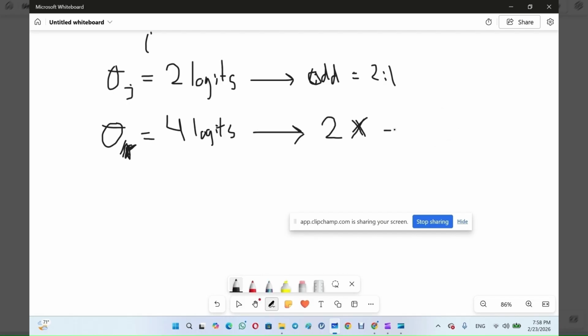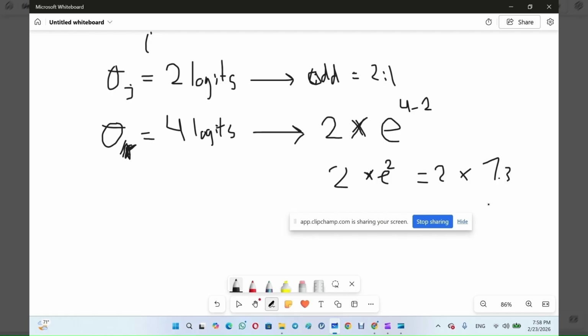Multiplied by E to the power of 4 minus 2. Because it is ahead by 2 logits, each logit adds a multiple of E. So it will be 2 multiplied by E to the exponent 2. That's what it will be, like 2 multiplied by 7 point something, and that would be his odds.